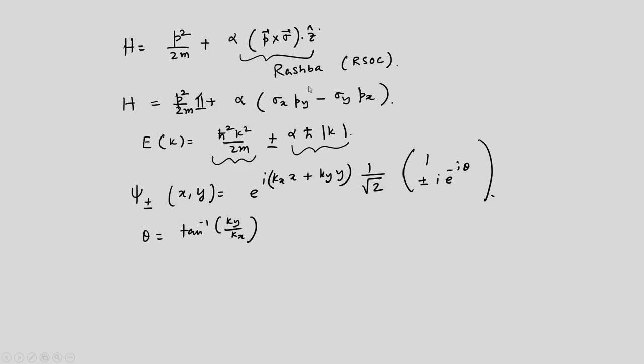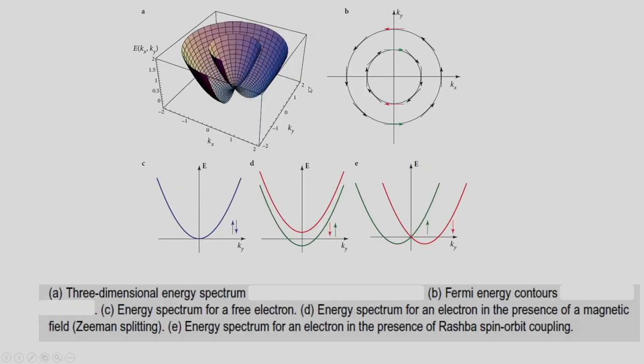All right, so let me show you the plots for the energy here. This is the 3D plot of the energy, and kx and ky are plotted along these directions, and the energy is plotted in the z direction. So you see that there are two cones, one engulfed into another, and they only touch at this point.